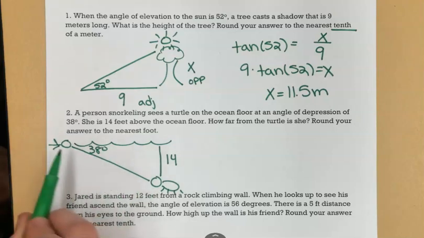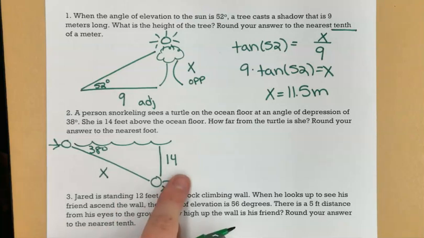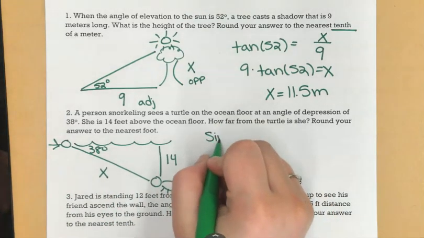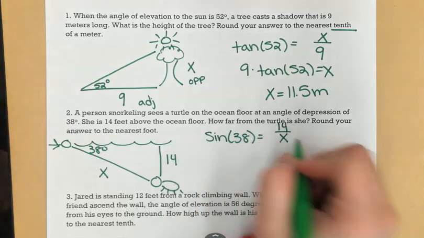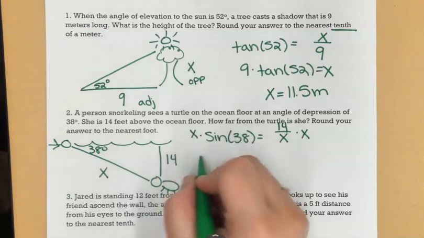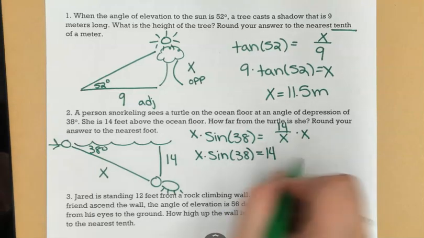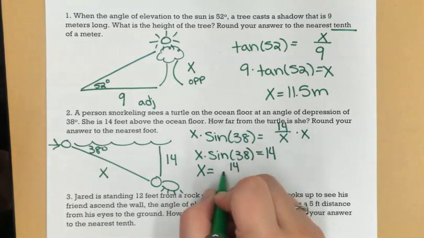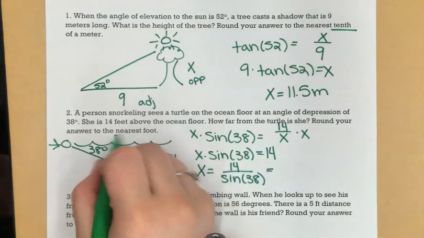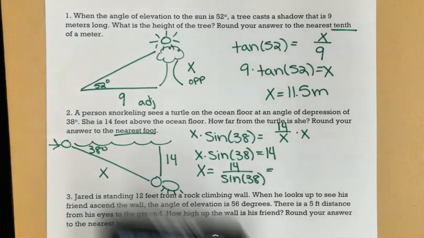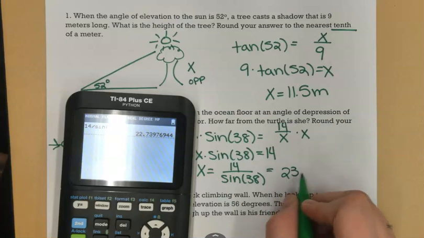So that would be if I was drawing a straight line between them, so that's going to be my hypotenuse, and that 14 that I know is the opposite, so this tells me to use sine. So the sine of 38 is going to be equal to 14 over x. To solve this for x, first I'm going to need to multiply and get it out of the denominator. Then I'm going to have to divide both sides by the sine of 38. So this is what I'm going to type into my calculator, and we want to round our answer to the nearest foot, which means a whole number. And that's going to be about 23 feet.